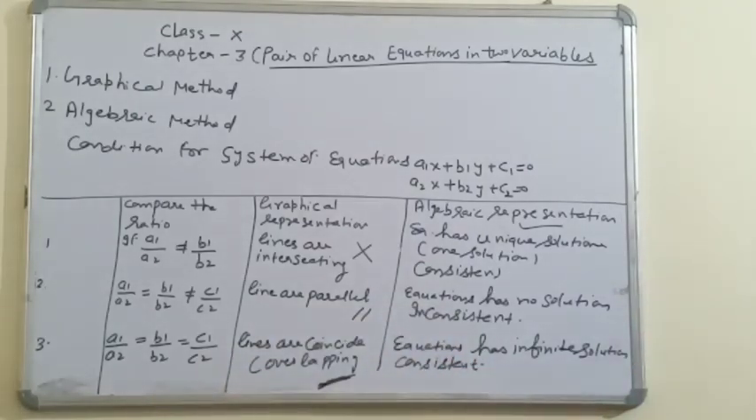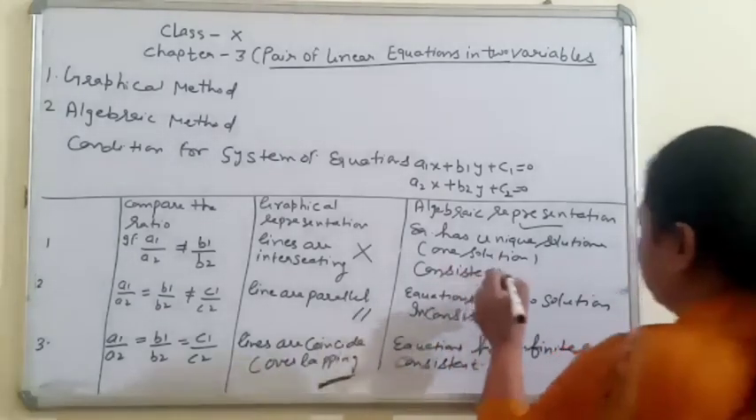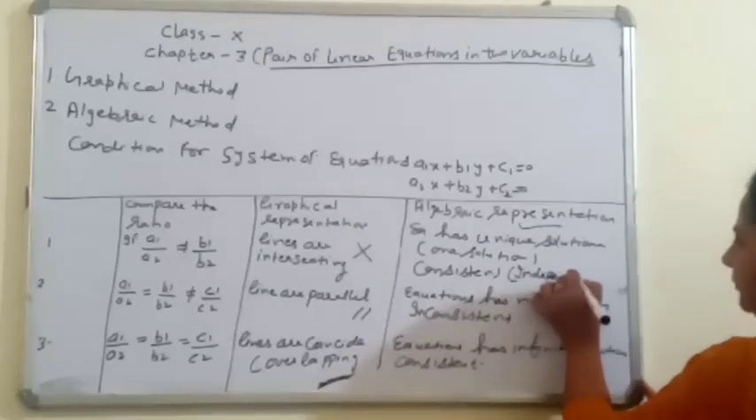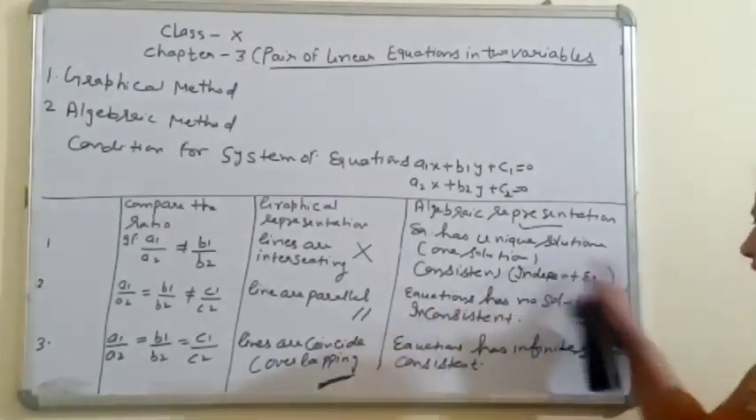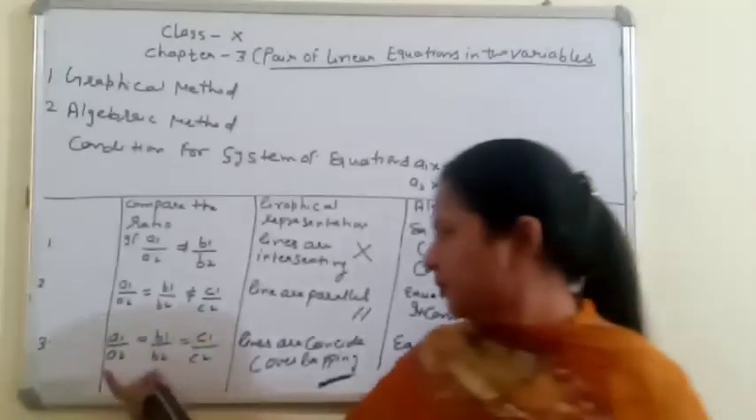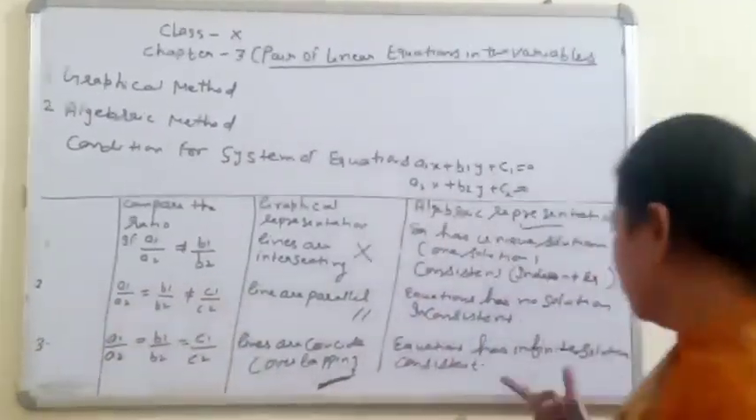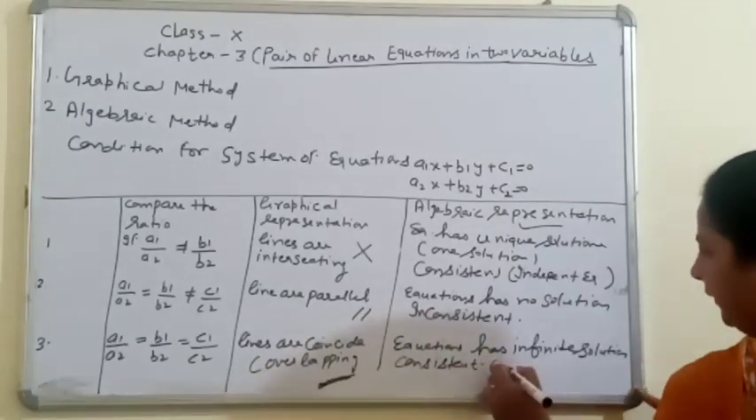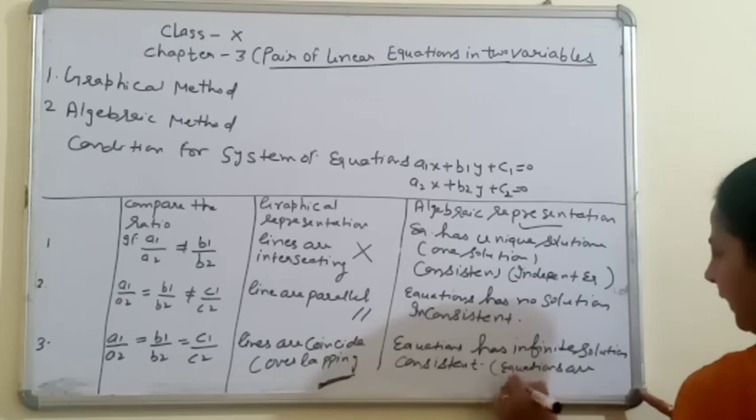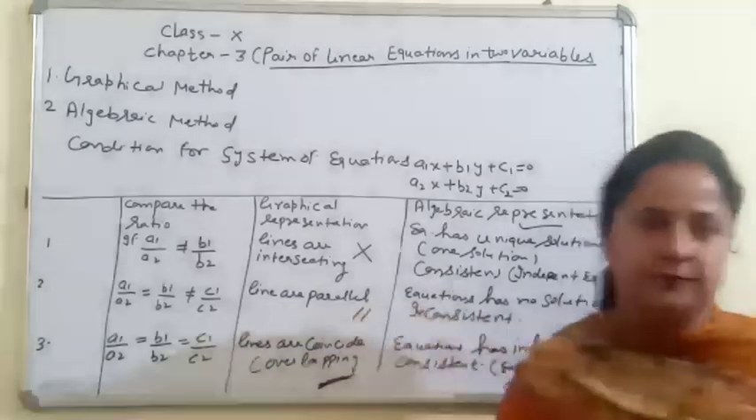Now in the first condition, when the equations have a unique solution, the equations are independent, because they have only one solution. And in the third form, a1 upon a2 equal to b1 upon b2 equal to c1 upon c2, the equations are dependent, because they have infinitely many solutions.